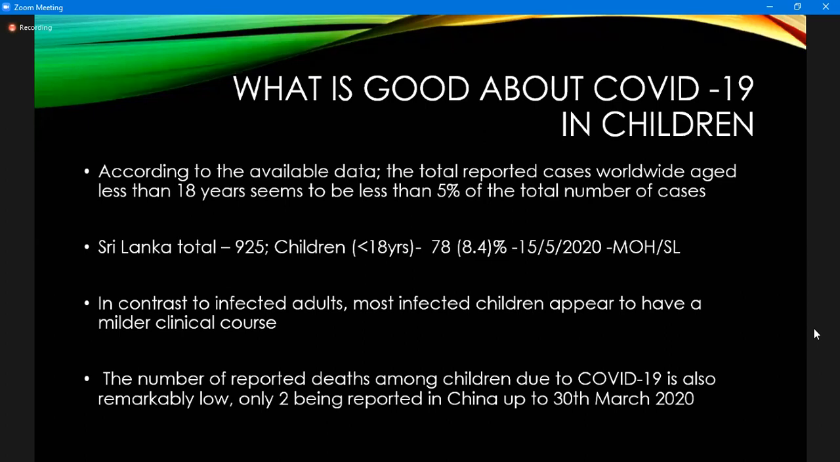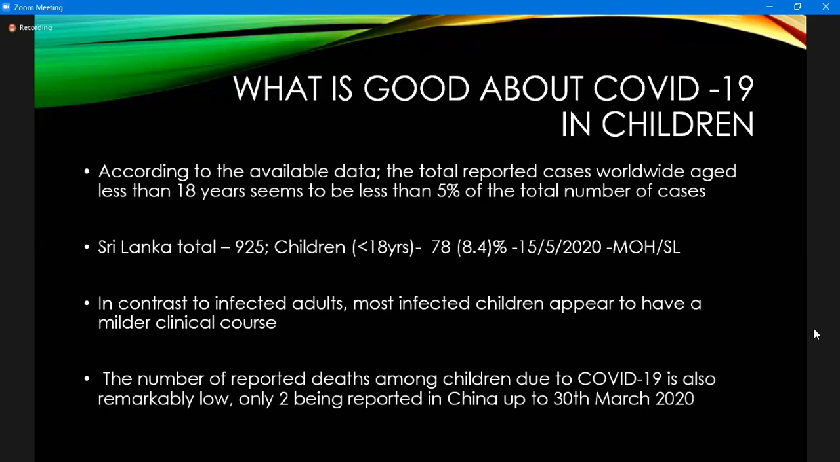In Sri Lanka, according to the Ministry of Health data, by 15th of May 2020, out of 925 total patients, only 78 patients were in the category of less than 18 years of age, which is 8.4%. And most of them were between the age groups of 15 to 18 rather than the younger ones. In contrast to infected adults, most of the infected children appear to have a milder clinical course.